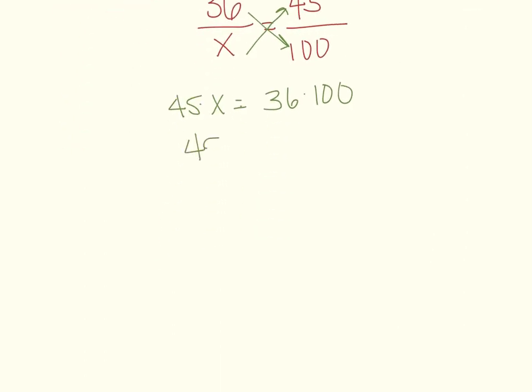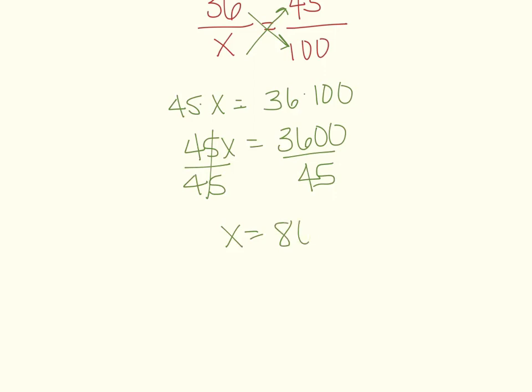So 45x is equal to 3,600. I want to divide both sides by 45 to isolate my variable, and x is going to become 80. So I don't have 80% as an answer. I now know that 36 is 45% of the number 80 because I've just solved for the whole.